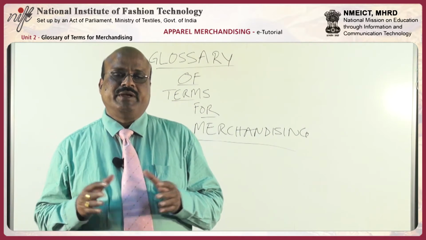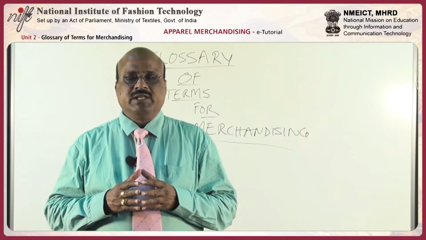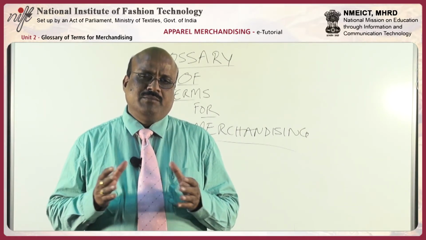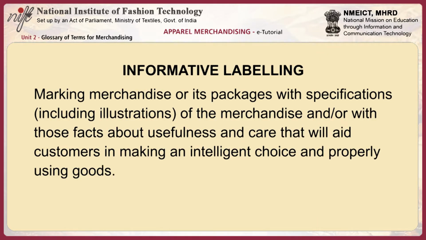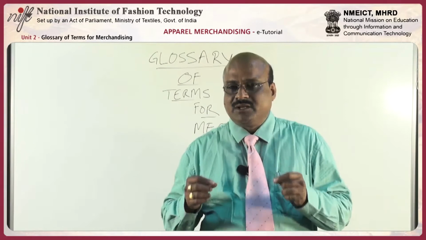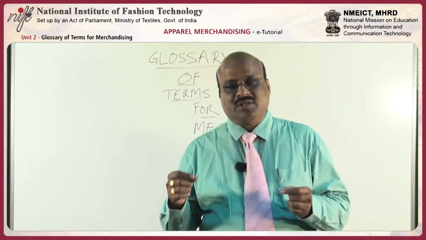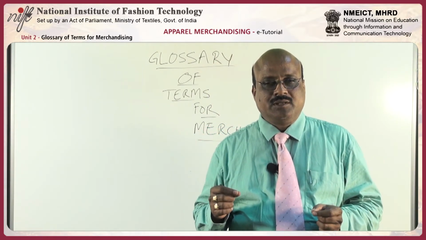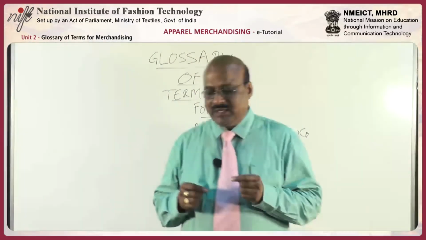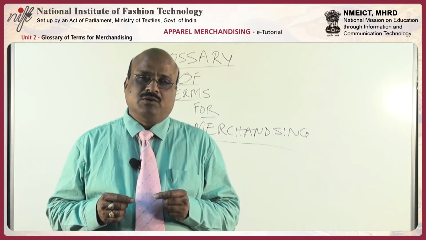The next term is informative labeling. What is informative labeling? Informative labeling refers to marking merchandise or its packages with specifications, including illustrations of the merchandise and/or those facts about the usefulness and care that will aid the customer in making an intelligent choice and proper use of goods. That means informative labeling, as the term indicates, is the label which gives information about the product, specifications about the merchandise, how to use the product, how to take care of the product. All this information will also enable the customer to make an intelligent decision to use the goods properly. So that is called informative labeling.